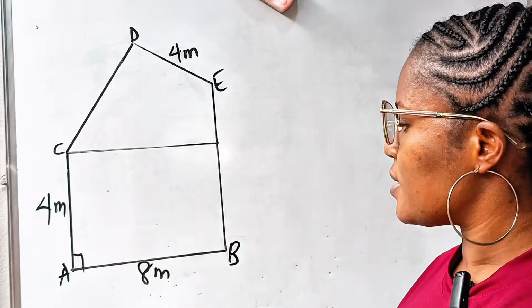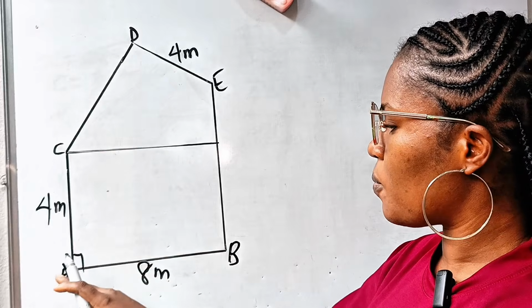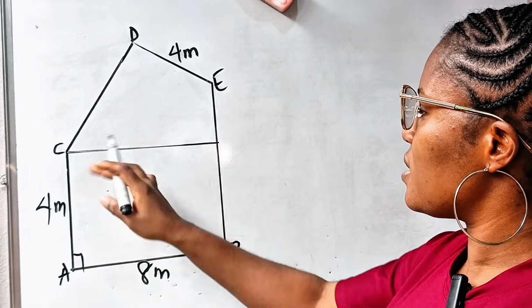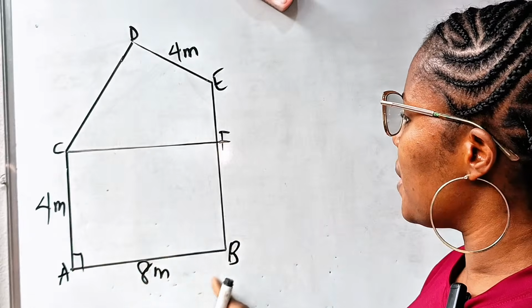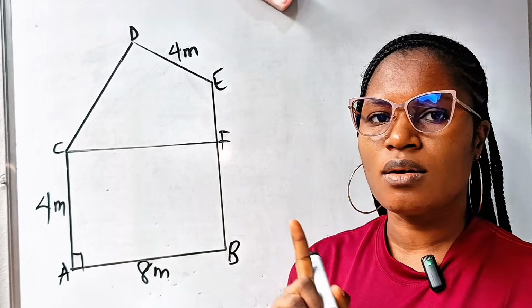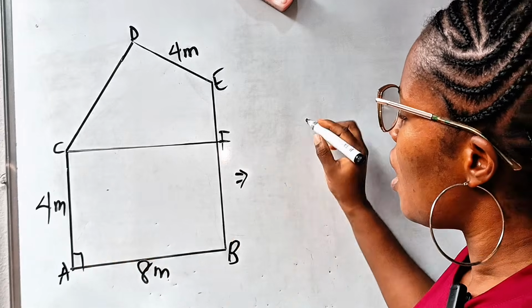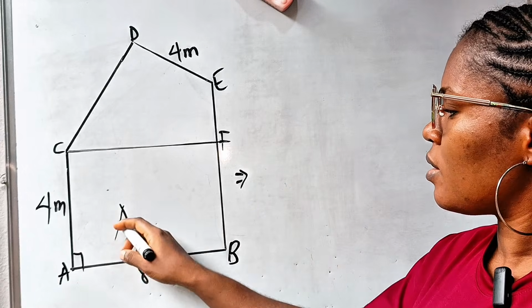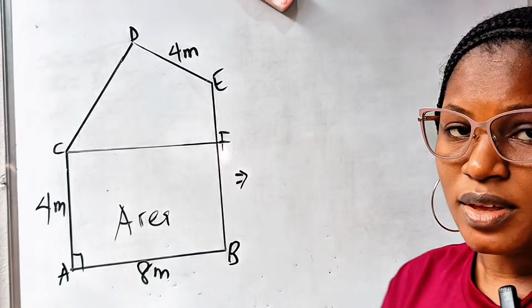Having done that, now we have drawn a line. This line has made us form a rectangle here, A, B, C, F. So A, B, C, F is a rectangle. All right, so to find the area of the rectangle, we're going to make use of length times breadth, right?